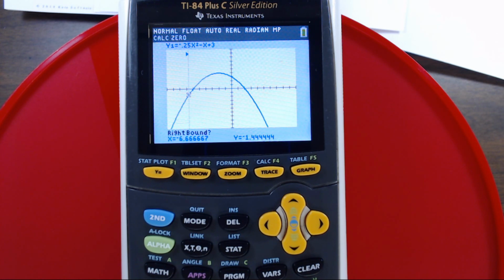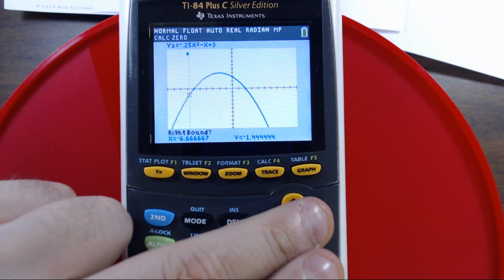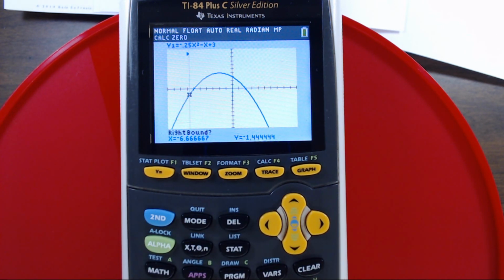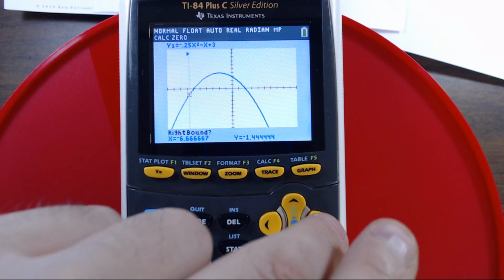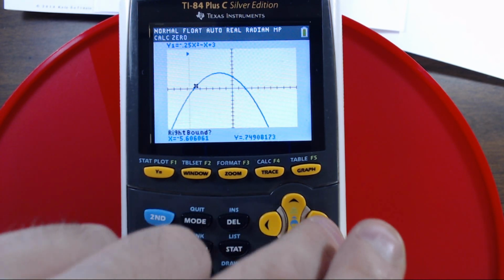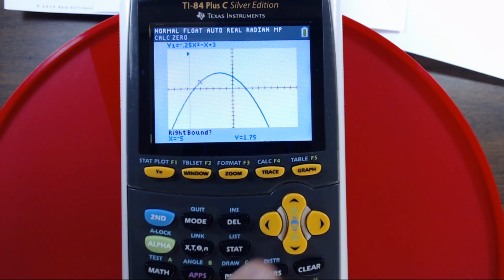Now it says right bound. What it means is I need you to put another boundary line around the x-intercept that you want me to study. So we're going to go a little bit to the right of where that first x-intercept is. Put your cursor a little bit to the right of that first x-intercept. Then hit enter again. Now you should have 2 vertical lines.